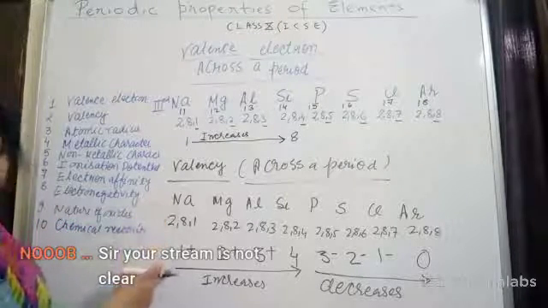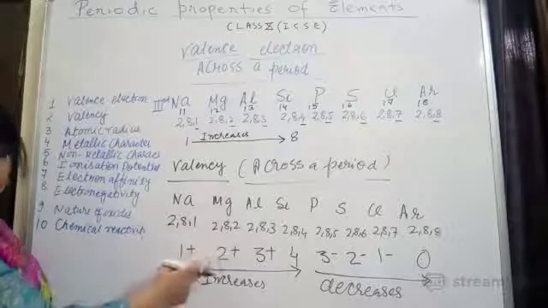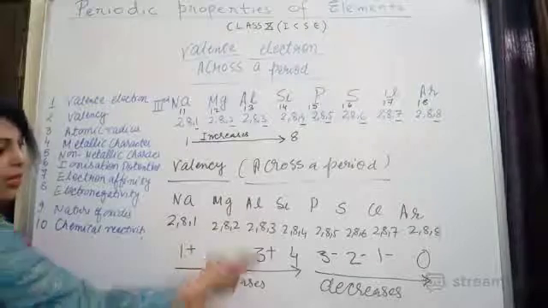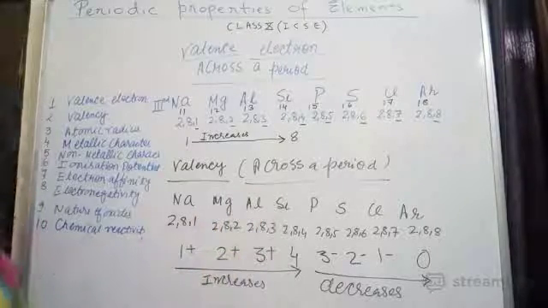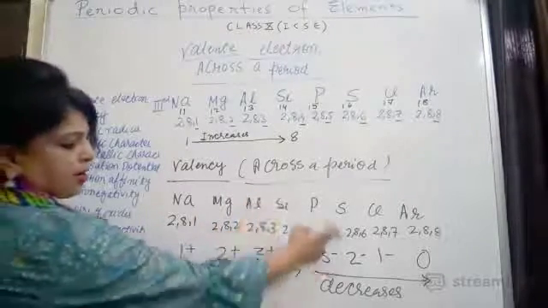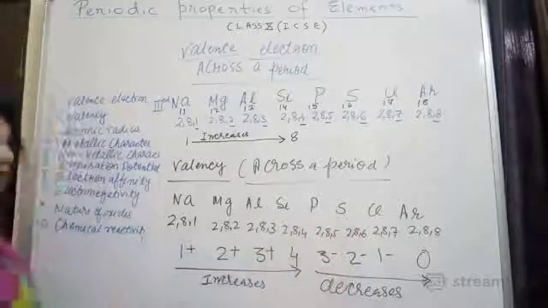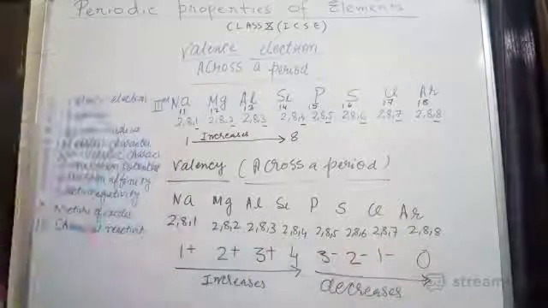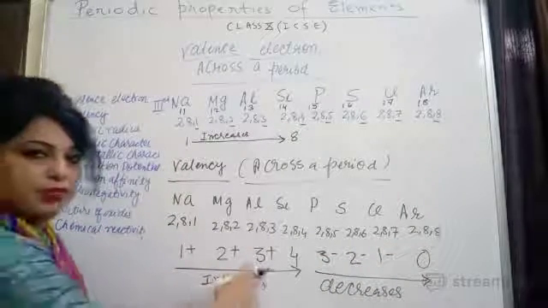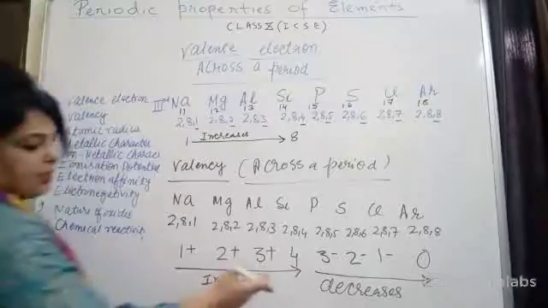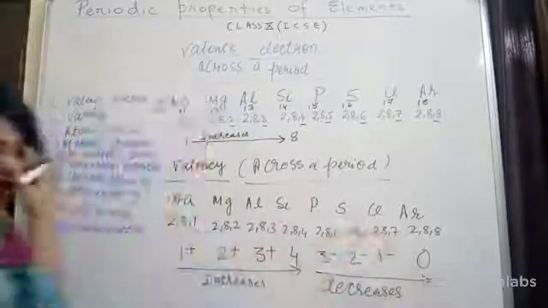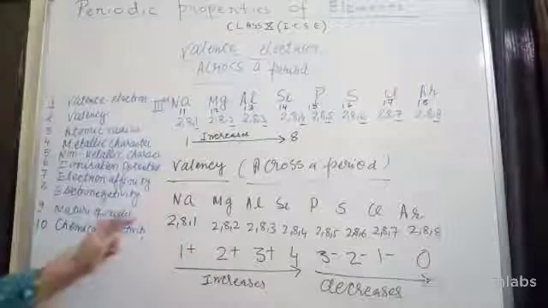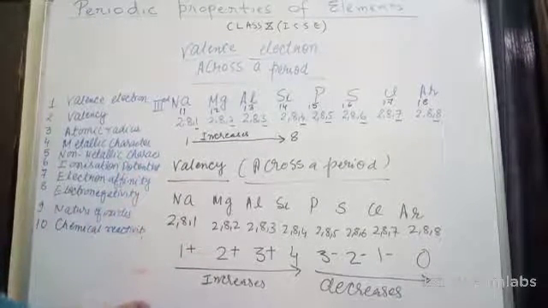Because sodium is showing 1 plus valency, magnesium is showing 2 plus valency, aluminium is showing 3 plus valency, silicon is showing 4 valency, phosphorus 3 minus, oxygen 2 minus, sulfur, chlorine 1 minus and argon is 0. So valency is increasing from 1 to 4 and then you can see there is a decrease in the valency, that is from 3 to 0. So I hope everybody has understood valency across a period.